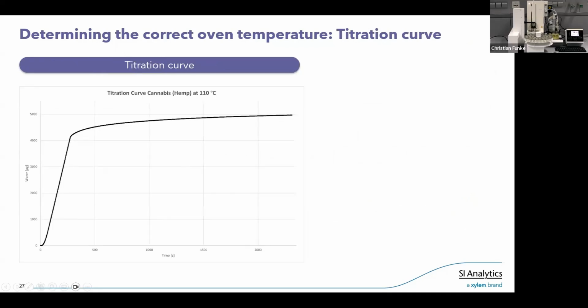So therefore, we make a so-called linearity test. First, you can see here one example of the titration curve from the oven. It looks like a classical Karl Fischer curve. The drift or the water content is released very fast at the beginning, and then you have a smaller release at the end, and then all the water is titrated.